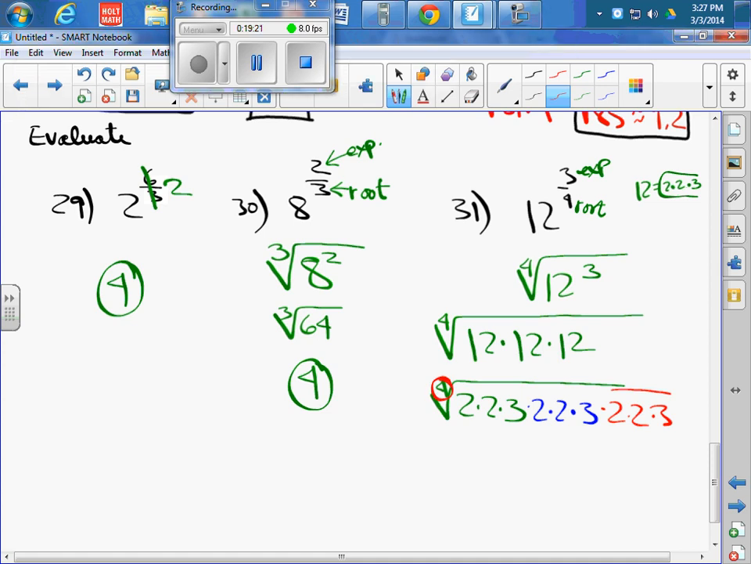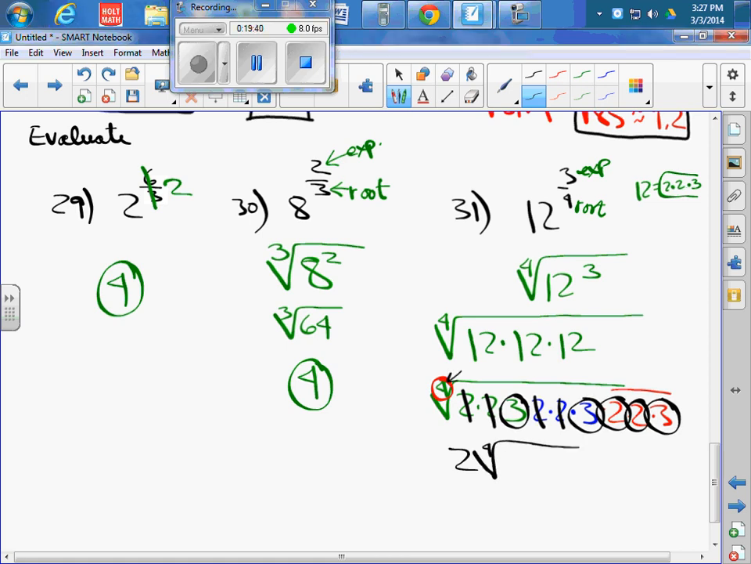For every 4 factors that are the same, I can pull 1 out. So 1, 2, 3, 4. I can write down a 2. Do I have 4 3s? No, I only have 3 of them. Do I have 4 more 2s? No, I only have 2 of them. So those guys get multiplied back together.